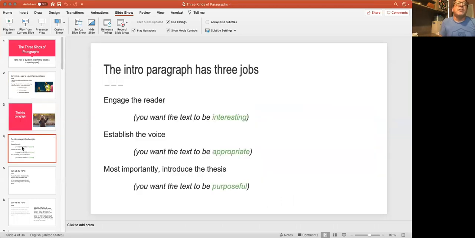And the intro paragraph has three jobs. First of all, you're going to want to engage the reader. You want the text to be interesting. You want to make sure that you are hooking the reader and wanting the reader to look at the rest of your paper. Of course, in the case of an academic paper, I am primarily your audience for that. So I am going to read straight through to the end no matter what, because that is my job and I'm coaching you in your writing.